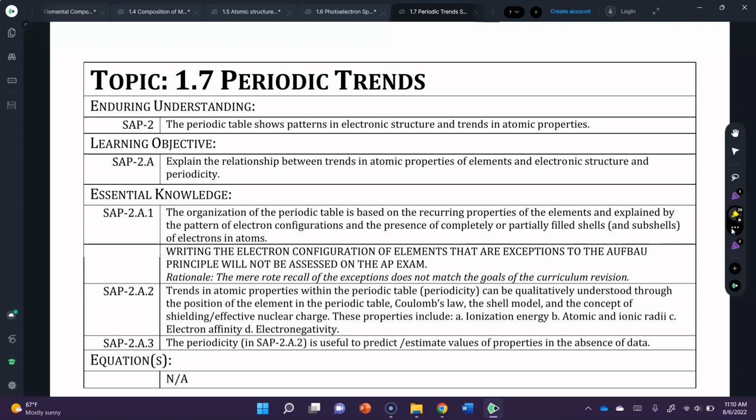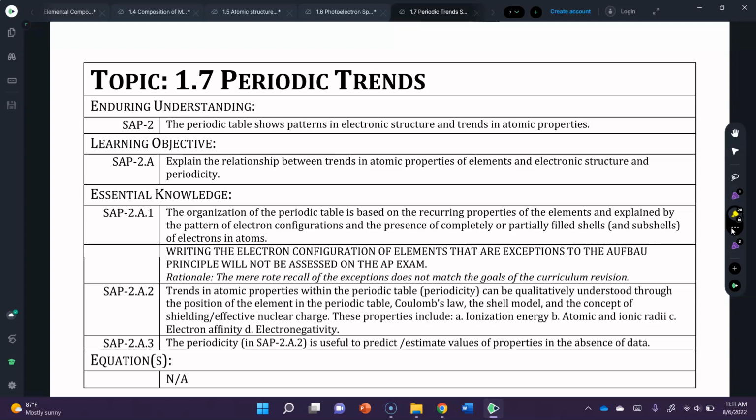Okay, welcome to topic 1.7, periodic trends. For the essential knowledge, we will be looking at the organization of the periodic table and how it is based on the recurring properties of elements and explained by a pattern of electron configurations in the presence of completely or partially filled shells and subshells of electrons in atoms.